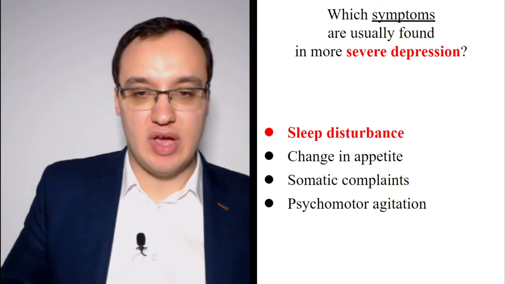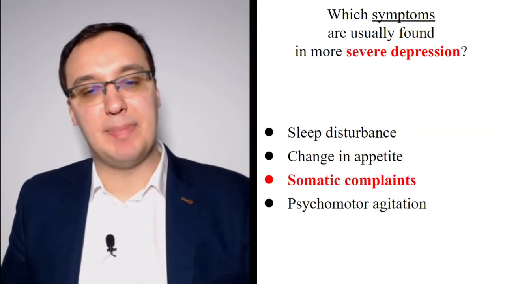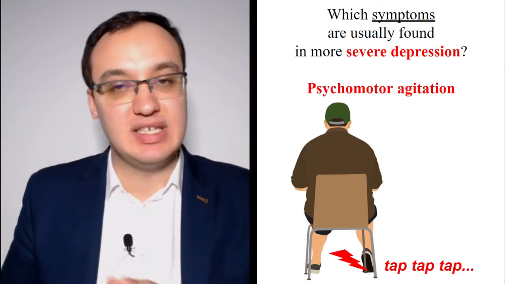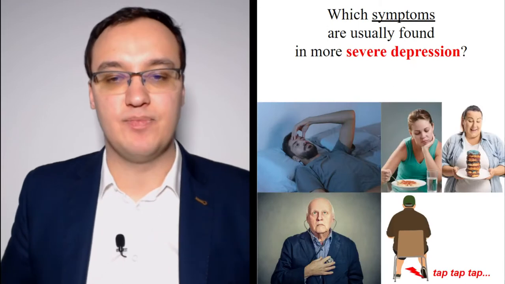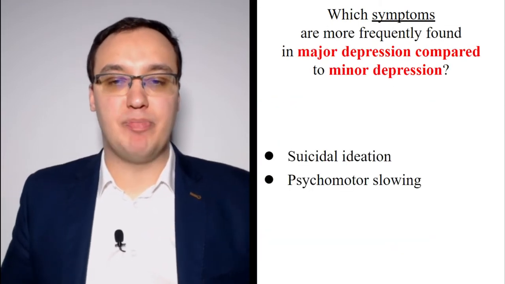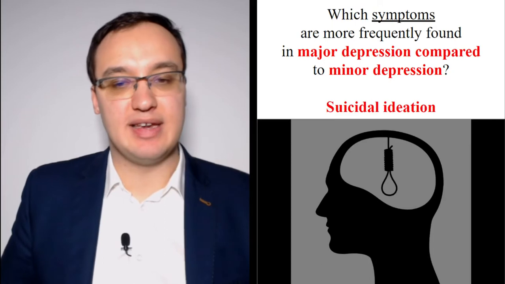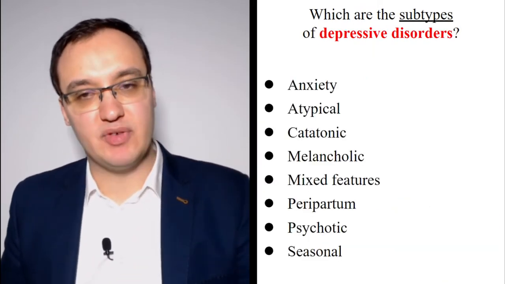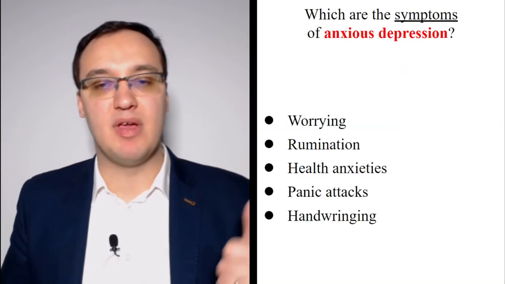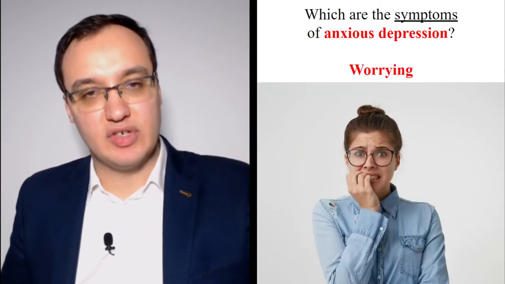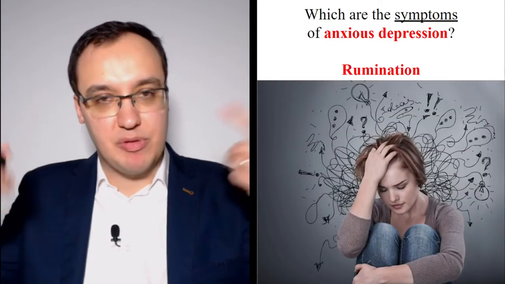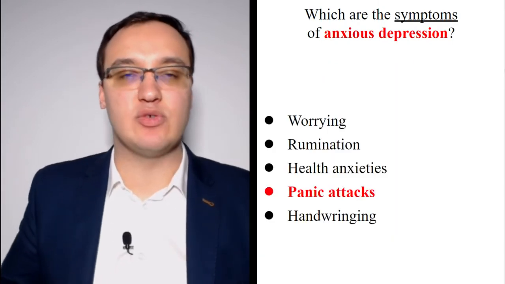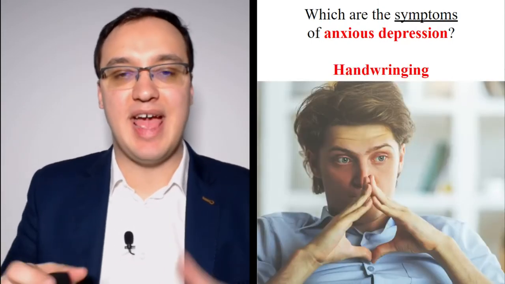Then severe depression is when you have sleep disturbances, or change in appetite, or somatic complaints, or psychomotor agitation, and suicidal ideation, which I didn't include in this list, but I would include it. So major depression compared to minor is that we have suicidal ideation and psychomotor slowing in the major one. Subtypes of depressive disorders are the anxiety subtype. Anxiety depression can be, for example, when you're worrying a lot, you have ruminative thinking, so one fixed idea. We have health anxieties, so hypochondrias, panic attacks, and hand wringing.